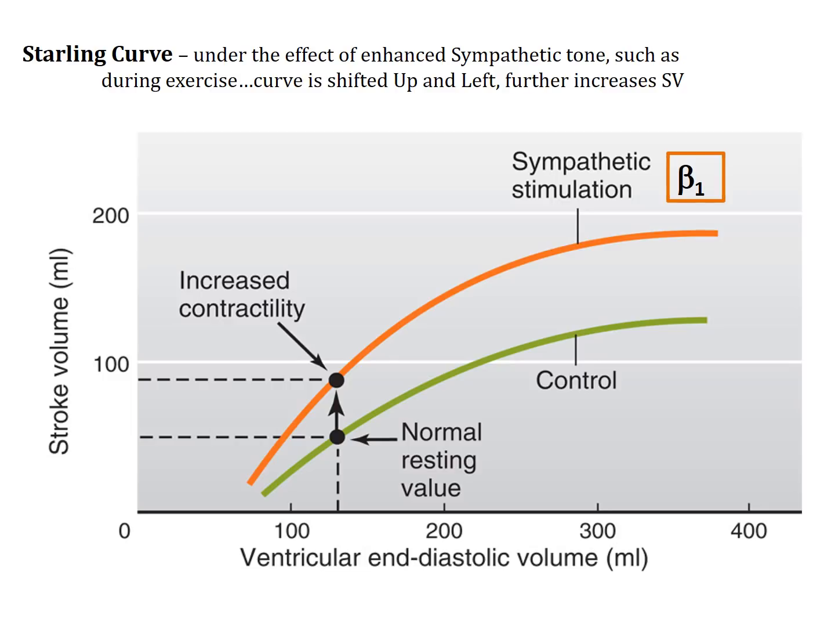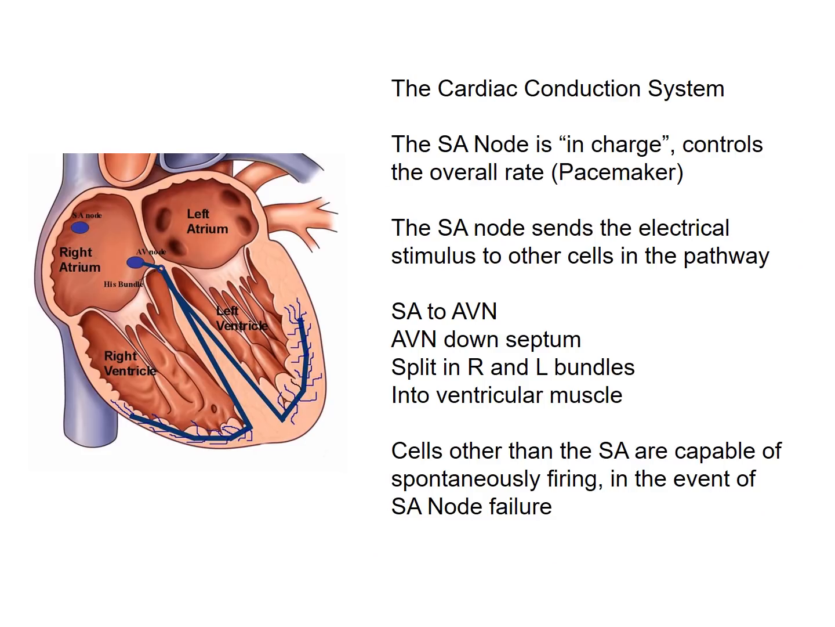So remember, cardiac output equals heart rate times stroke volume. Increase the stroke volume, you get better cardiac output. And we'll talk about that beta-1 receptor in a minute or two here.